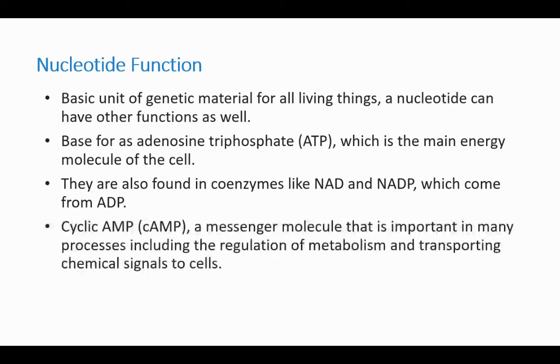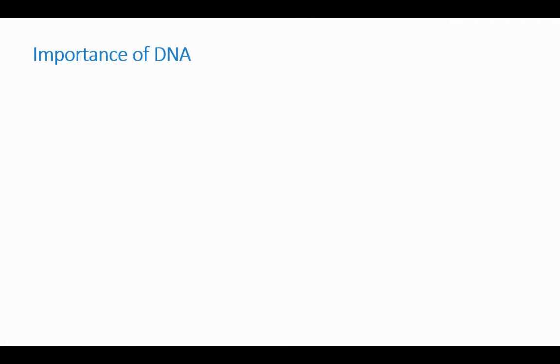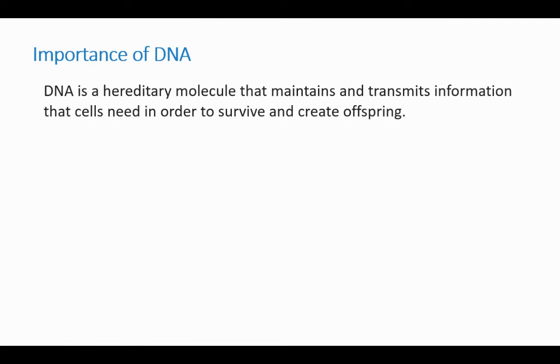And then at the same time, they can also function as messenger molecules. You have there the adenosine monophosphate. Now it's in the cyclic form, and therefore actually functions in the regulation of metabolism and transporting chemical signals. Now, importance of the DNA, take note that it contains the hereditary molecule that maintains and transmits the information of the cell needed for it to survive and create offsprings.